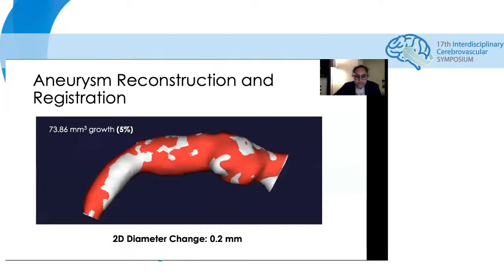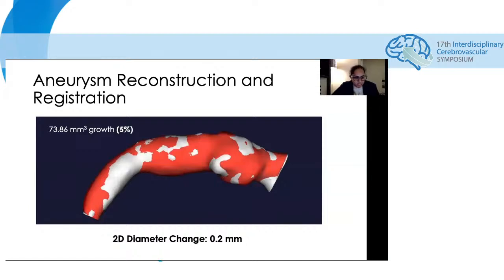So here is that same aneurysm reconstructed in 3D. Again, you can see the follow-up reconstruction is in red, the baseline reconstruction is in white, and you don't see as much of a change in the morphology or a huge amount of growth. We found about a 5% increase in volume based on the baseline and follow-up data. And the diameter change that was detected was about 0.2 millimeters.